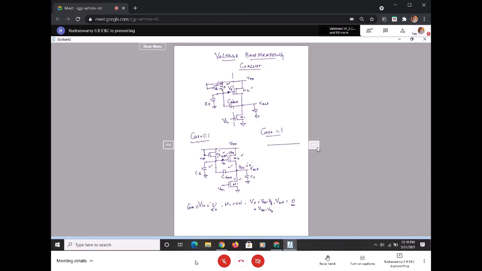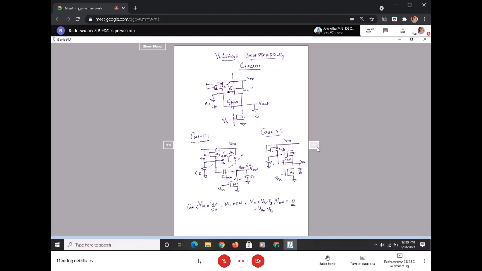Case 2, the same circuit. What will I change now? The only thing that I change is V in, from 1 it goes to 0. So this is V out, this is the capacitor. This is V in, this is M1, this is M2, this is still M3. This is my Vx. This is Cs and this is my C boot.